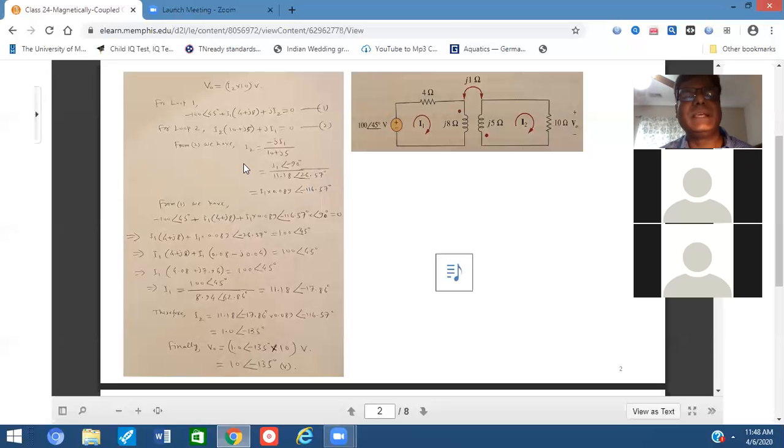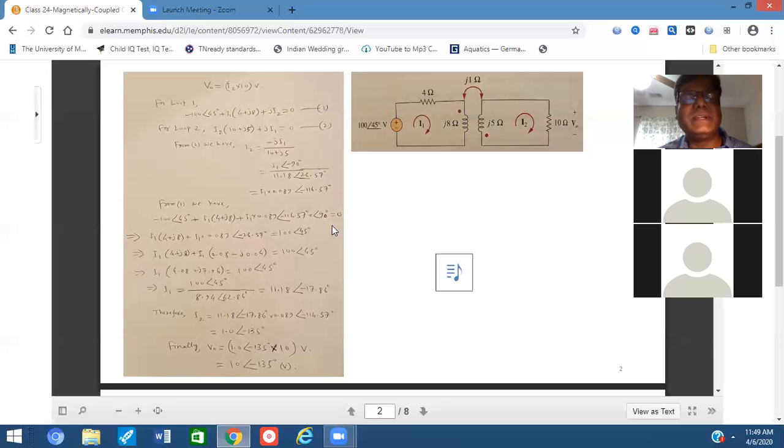And now I am substituting the I2 value into equation 1. That's why next I have written from equation 1, I just substituted the value of I2. And there is j I2 in equation 1, so for j, I have written 90 degrees. So everybody understands so far? So far, everything's good. Okay, good.